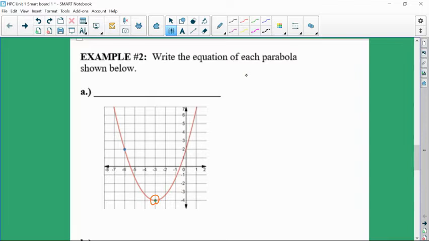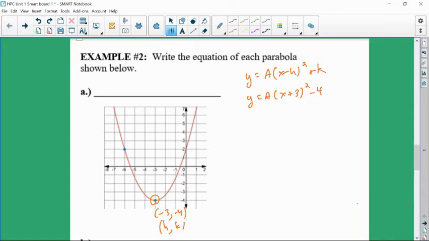And remember, vertex form is y equals some coefficient a, x minus h squared plus k. And so I know at least my h and k, since the vertex is -3, -4, those are my corresponding h and k values. So then I know that it's x minus -3, so it's x plus 3. So y equals a, x plus 3 squared, and then minus 4. But what we don't know yet is that coefficient a. How wide is this parabola opening?